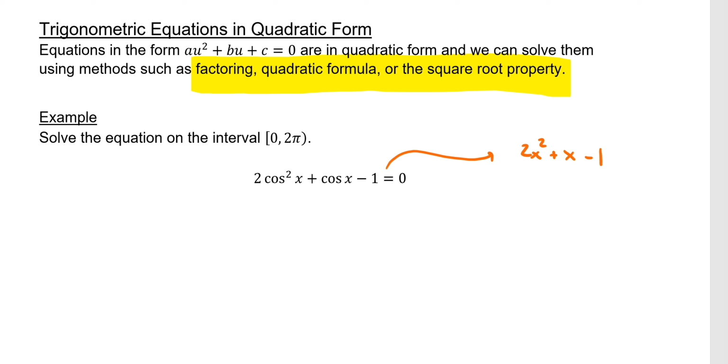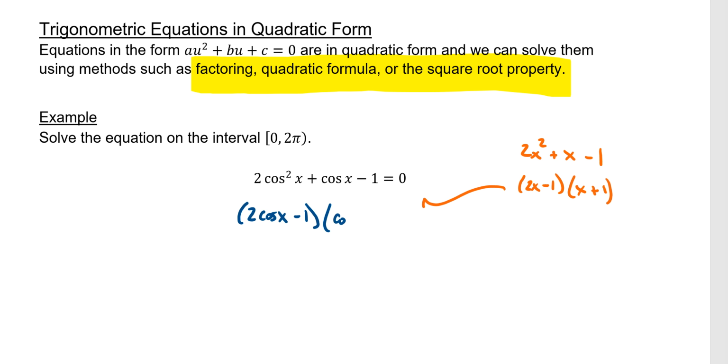So if you ended up factoring this, you would get 2x minus 1 times x plus 1. So this is factoring a quadratic when the leading term's coefficient is not a 1. It's a little bit harder, but hopefully you remember how to do that. If not, you might have to go back and review it. So instead of an x, we have a cosine. So this is just going to factor to 2 cosine of x minus 1 times cosine of x plus 1 all equals 0. And now we can do this the same way that we just did the previous one.